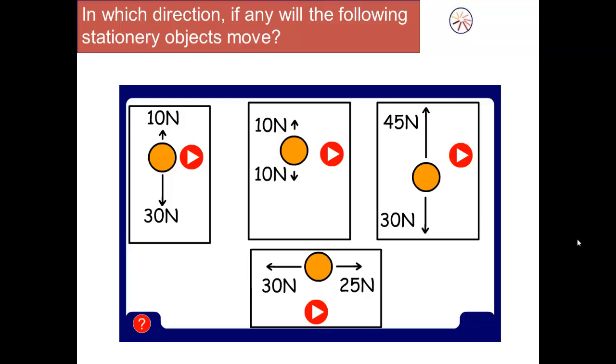In which direction, if any, will the following stationary objects move? Well, it's stationary, there's a force up of 10 newtons, a force down of 30 newtons, so it will accelerate downwards. This one has a force up of 10 newtons, a force down of 10 newtons, so it will stay still. This is 45 newtons up, 30 newtons down, so it will accelerate upwards. Here we have 30 newtons and 25 newtons. There's an unbalanced force of 5 newtons to the left, so it will accelerate to the left.